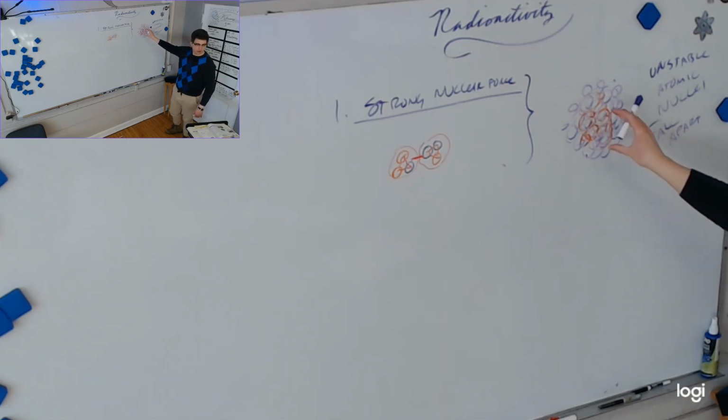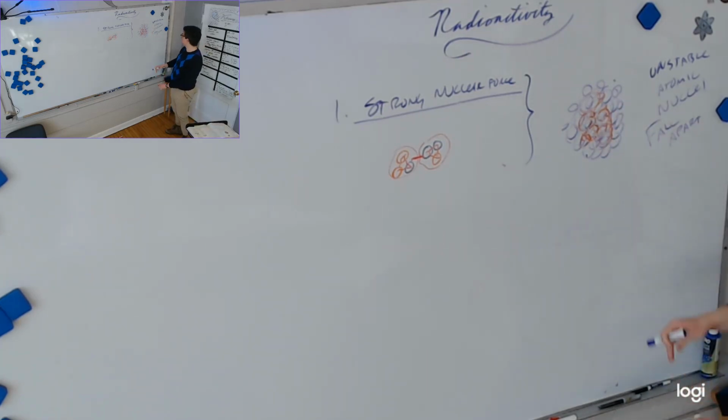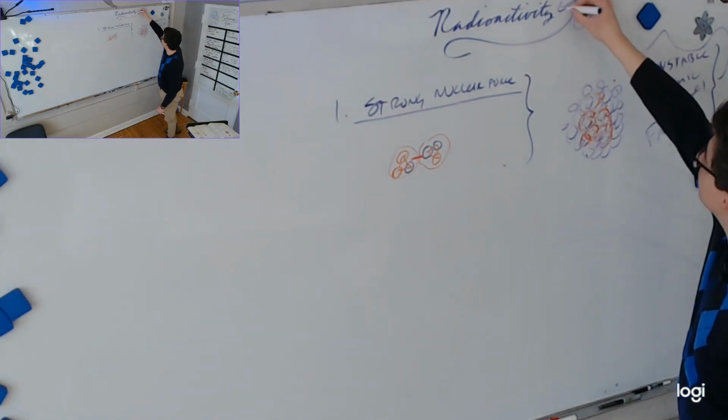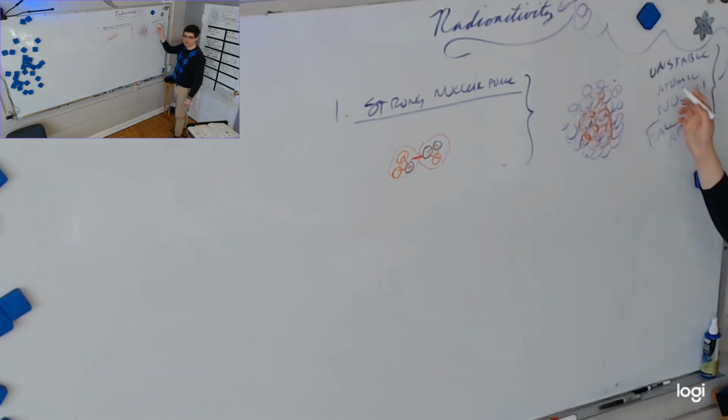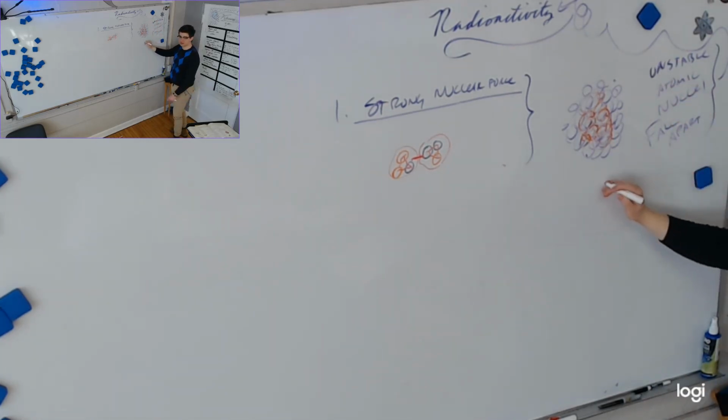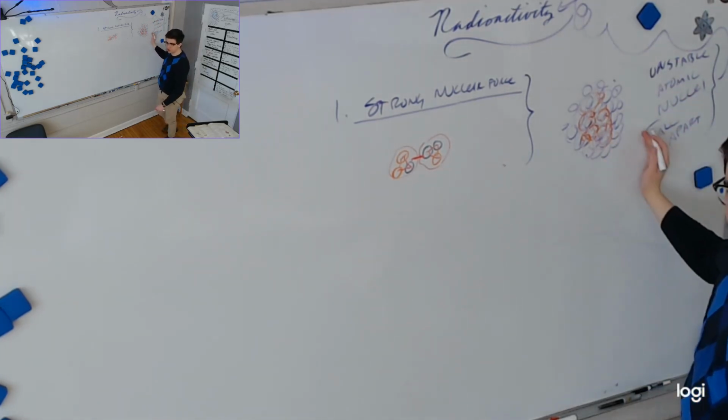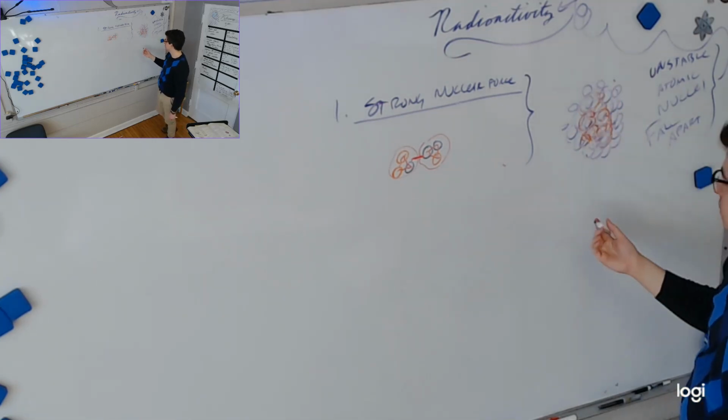Do you have questions about this before we move on? So at its core, this is called radioactivity. This is what radioactivity is: nuclei falling apart. And the stuff they emit as they fall apart is radiation, nuclear radiation.